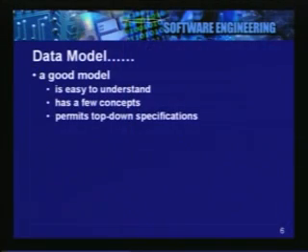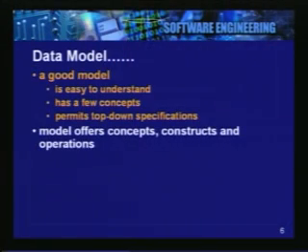In fact, a top-down specification is very important in any modeling, because we cannot comprehend a complex system at one point. We have to see it at different levels of details, and that is permitted by top-down specification. So these are the characteristics of a good model.